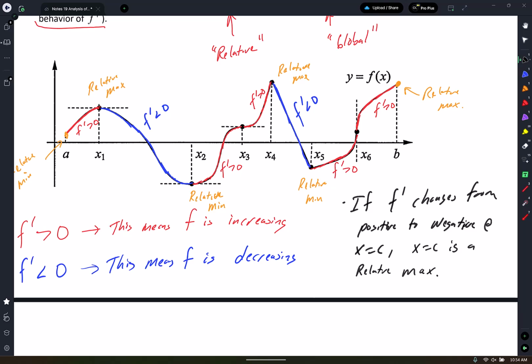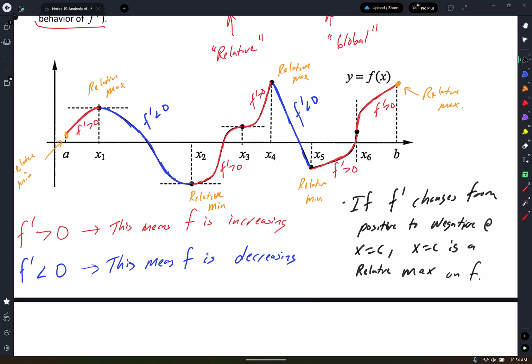Max. Because you're going from positive to negative. Think about it, left to right. Positive, f is increasing. Negative is the relative max on f. There we go. Now it's 100% correct. If f prime changes from positive to negative at x equals c, x equals c is the relative max on f.